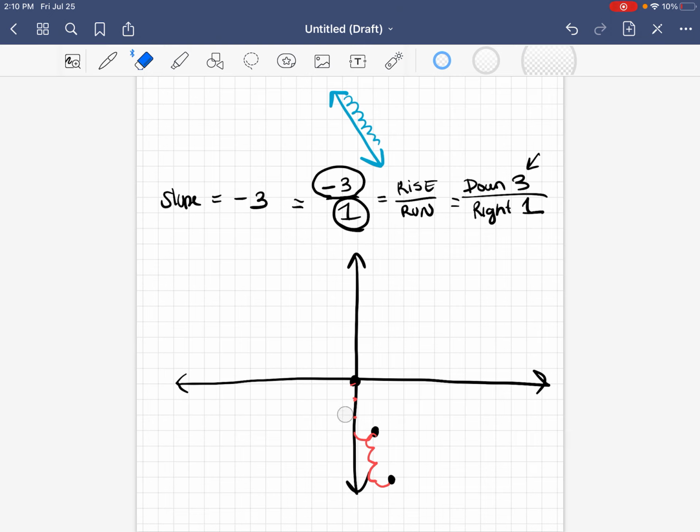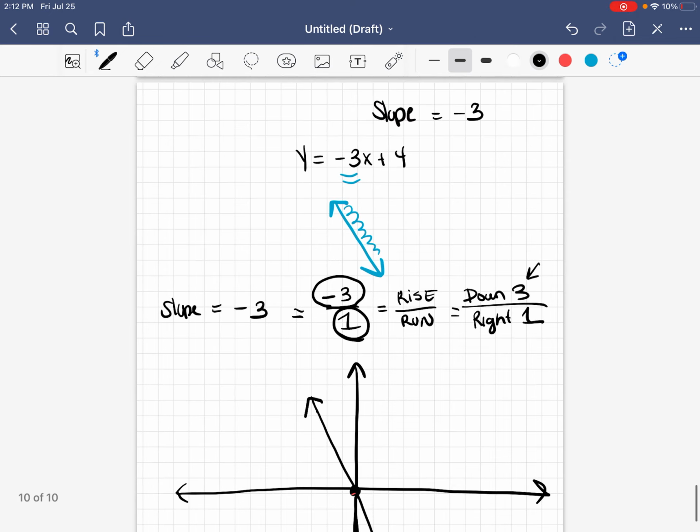I would erase these little lines. They're only there for you guys to see the direction that I'm heading in, so that if you're doing it on your piece of paper, you could see what I'm doing. But I'm erasing those red bits because they're not part of the line. And now that I have a few points, I can connect the line and I have created my line based on my slope. Again, this is what the line was supposed to look like.